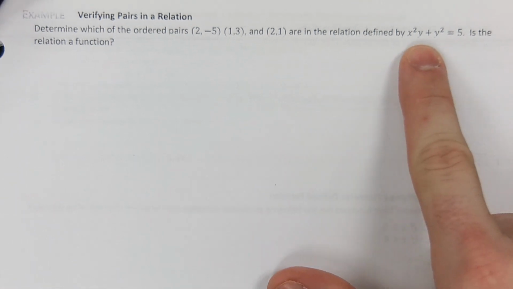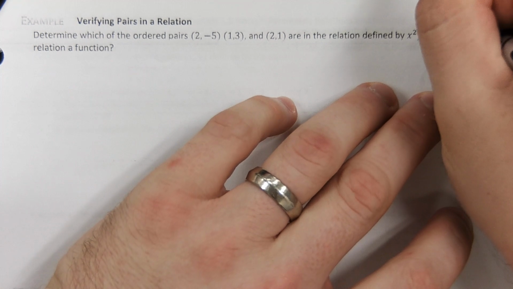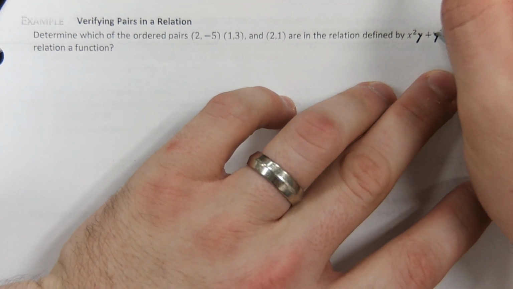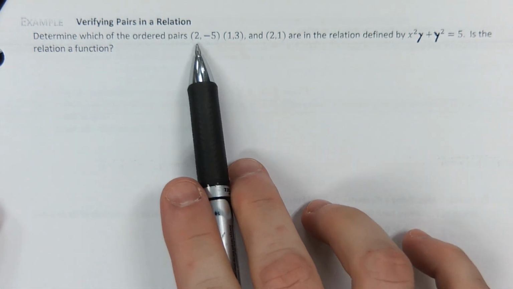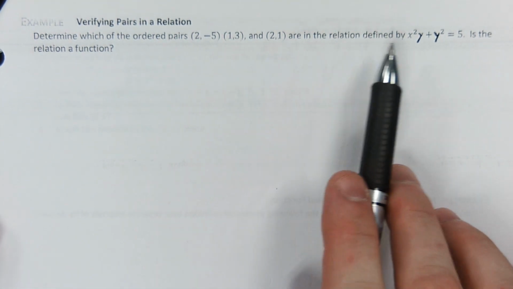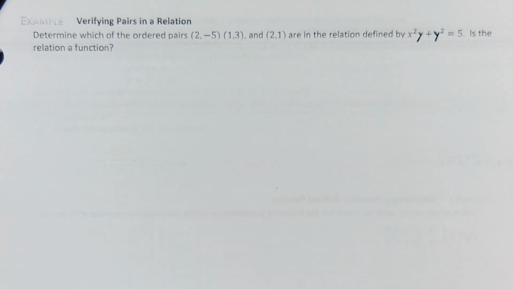Here we have x squared y plus y squared equals 5. The first thing we're supposed to do is determine which of these three coordinates actually exist on this relation. And then from there, we'll talk about whether or not it is a function. The way we confirm that a point is or is not part of a relation is literally just plug it in to x and y. And if you get a true statement, yay, that coordinate is on the graph of the relation. So we're just going to plug them in.